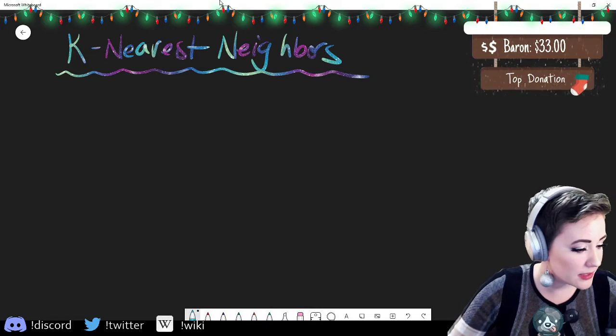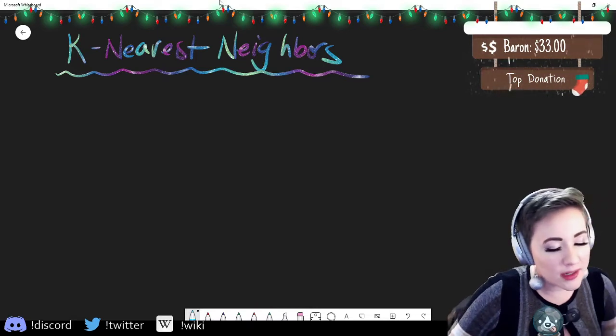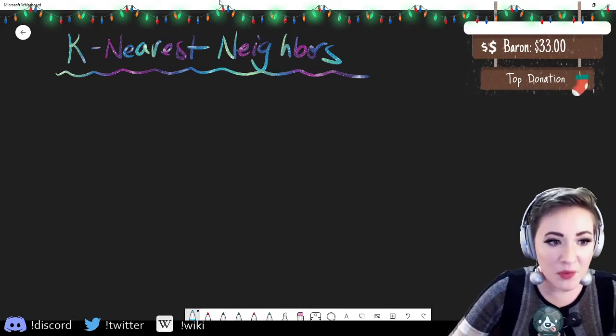How do we do K-nearest neighbors? Let's talk about it without code first, and then we'll move into code, okay?